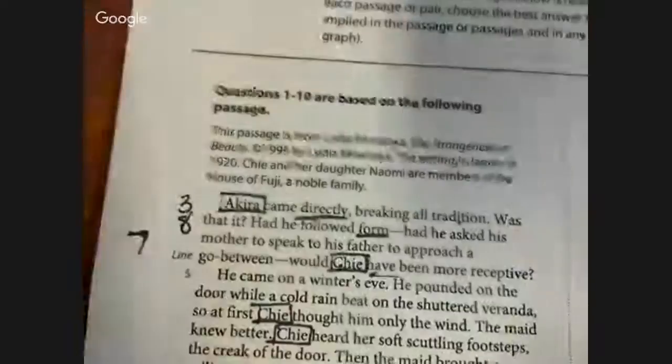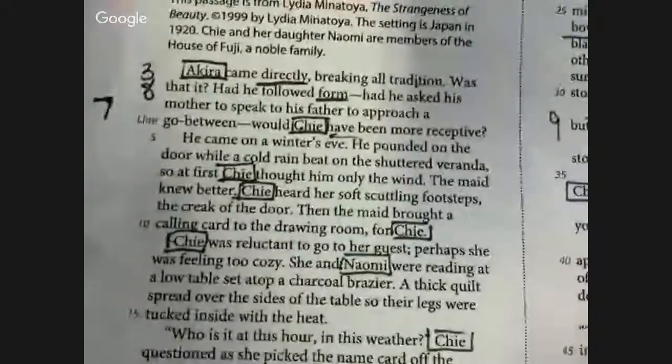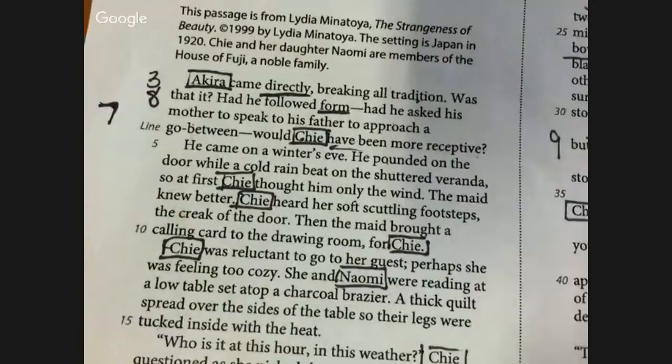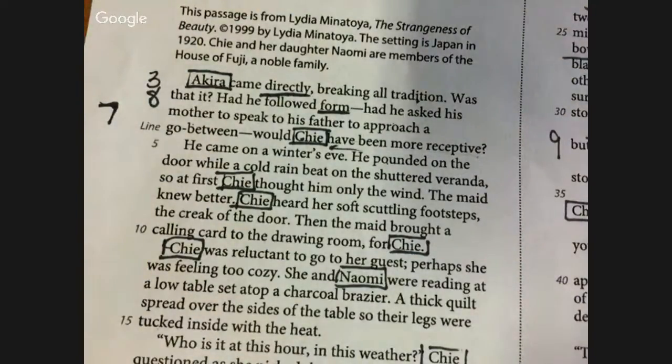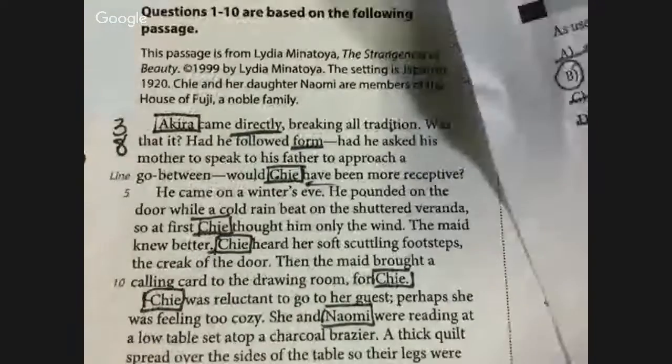All right. He's showing... "Would Chie have been more receptive?" There was a reaction, Chie's reaction to Akira asking for Naomi's hand in marriage. And he's wondering why, if doing something else would have worked better. It's analyzing a reaction.